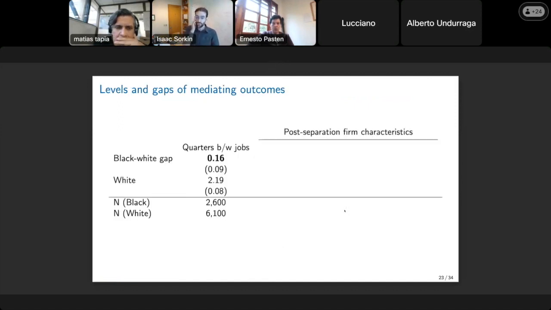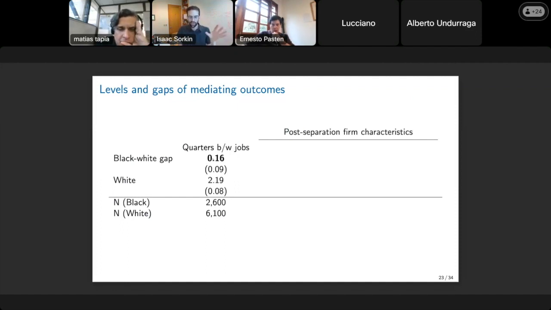So what are various mediating outcomes? One thing that's come up is maybe there are differences in the time it takes black and white workers to find jobs. You can see that on average, it takes white workers about 2 quarters. Black workers take about 16% of a quarter longer to find a job, which translates to about 2 weeks. So there is a difference here. It's pretty noisy. It's not huge.